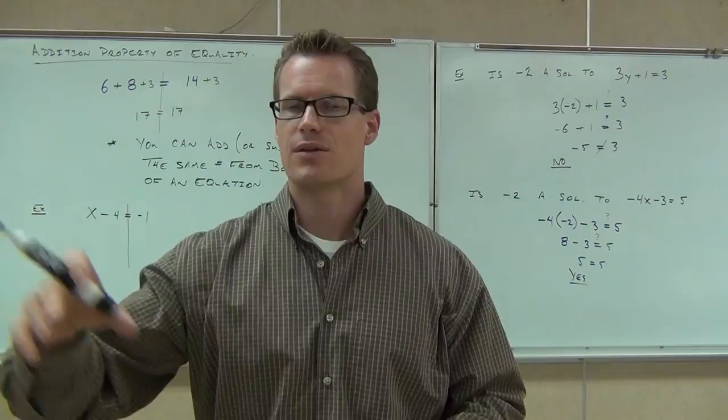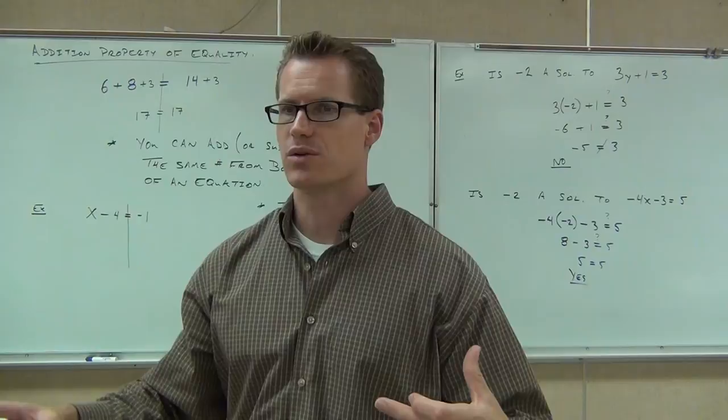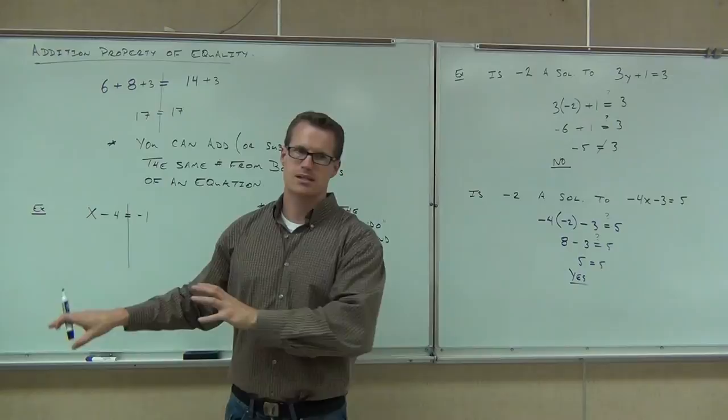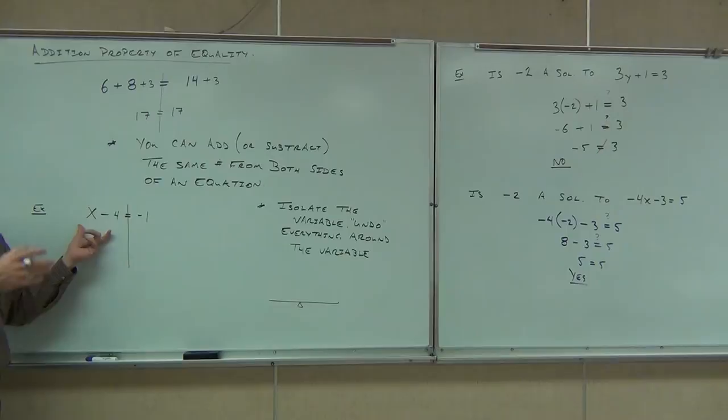I'll repeat that because some of you are already zoning out in here. If you do one thing to the left-hand side of this line, you must do exactly the same thing to the right side of this line. Nod your head if you're with me on that. The exact same thing. So we've got to say, okay, our variable's here. You've already said the minus 4 is next to the variable. I need to get rid of that.